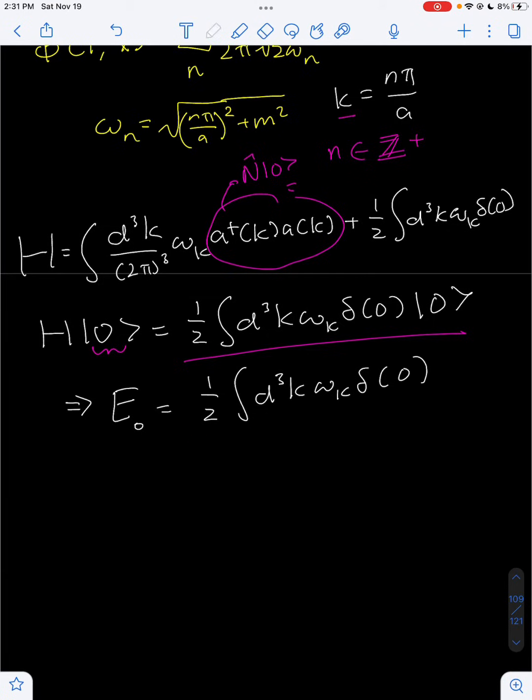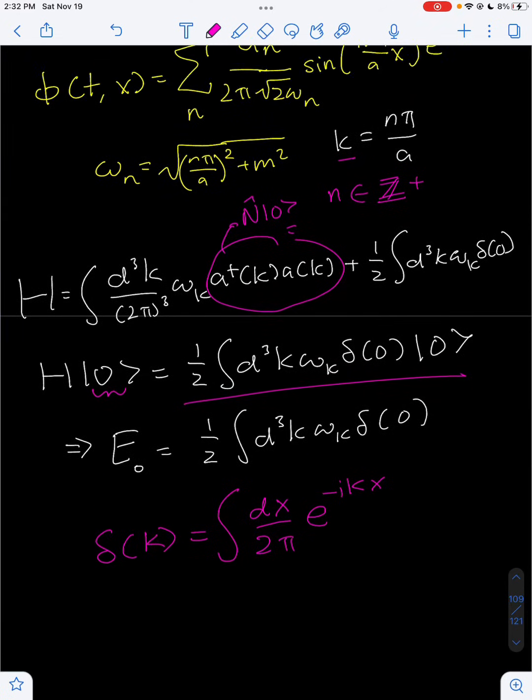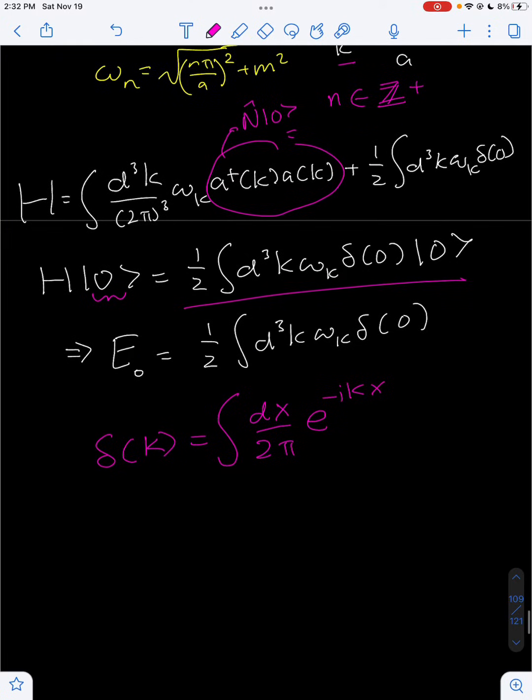We know that the delta function is just the integral over position of dx over 2 pi times e to the minus i kx. That should be delta k, right? This is the delta function in one dimension. This means that delta of 0 is going to be the integral of dx over 2 pi times e to the minus i k times 0, and that's just going to be 1.